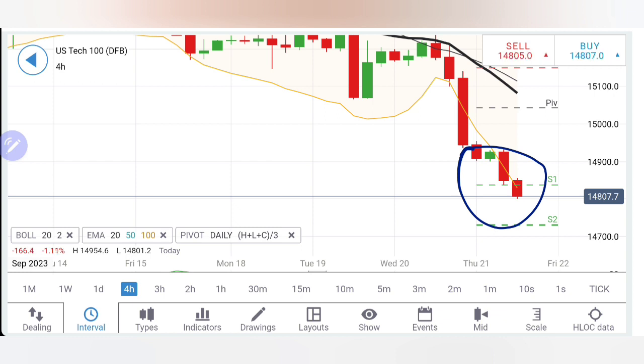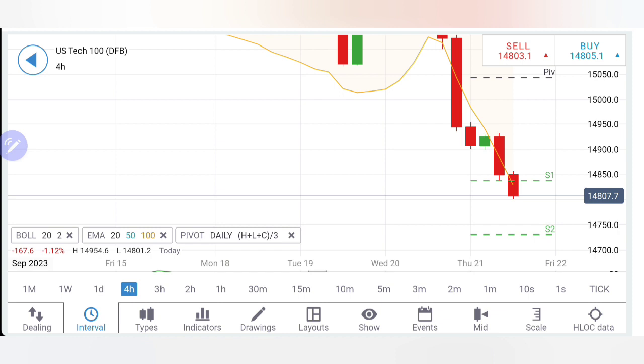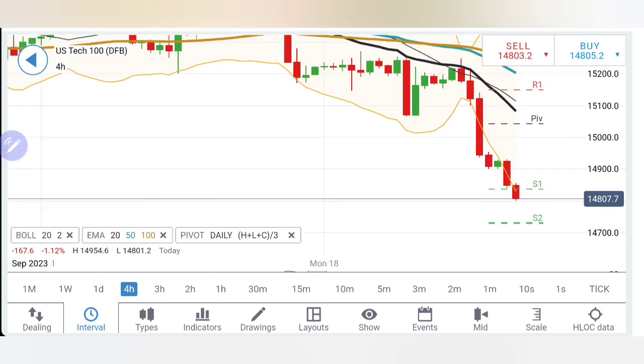If it stays above 14,860, that is the only level above which you should initiate a buying entry. As long as 14,860 is not breached, do not think of buying Tech 100, and specifically 14,920, 950 levels. For the day, 14,950 is the level above which the bulls will take over.